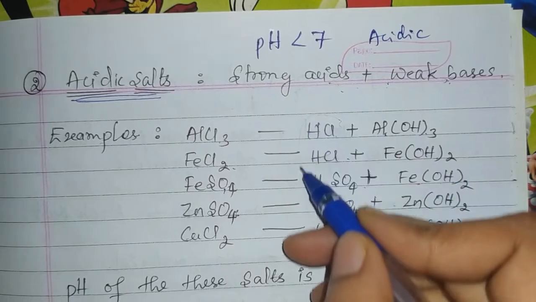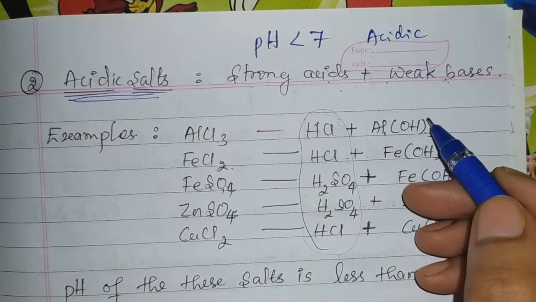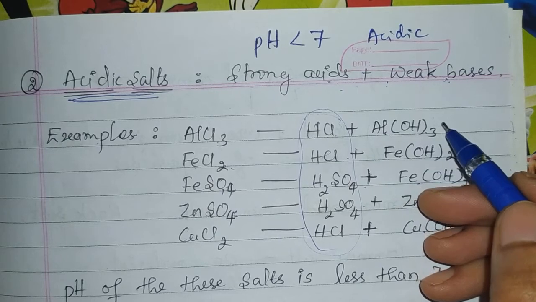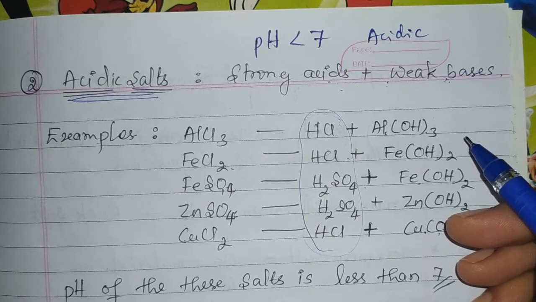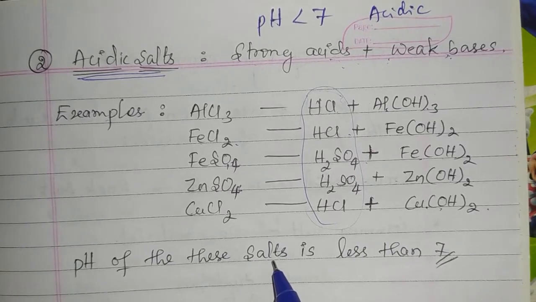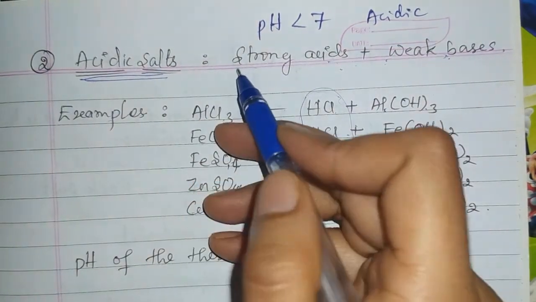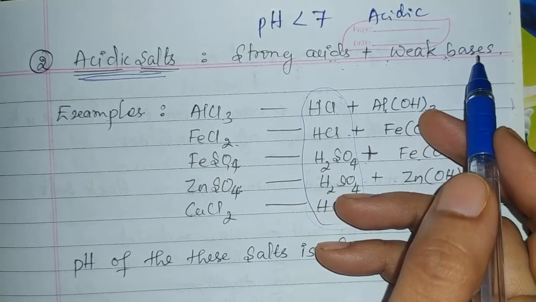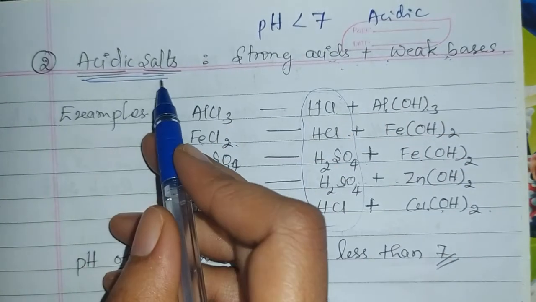See here, all the acids used here are strong acids, and the bases used here are weak bases. Already I have given the list of strong acids and strong bases in the previous class, so try to remember those strong acids, strong bases, weak acids, weak bases. The pH value of these salts is less than 7. Therefore, these salts formed when a strong acid reacts with a weak base have a pH value less than 7, and they are said to be acidic salts.